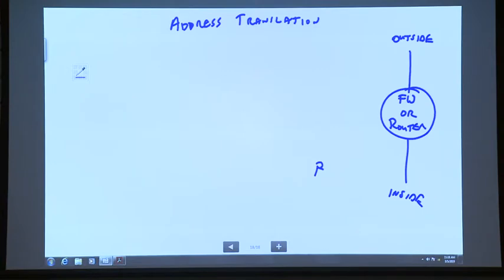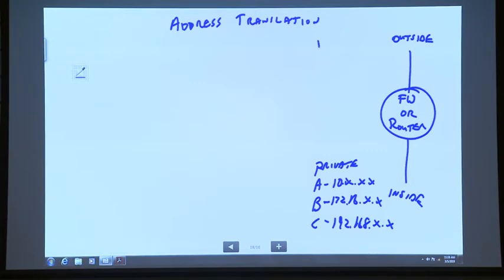When we think about those private addresses, it could be a Class A address, which would be 10.x.x.x. Could be a Class B address, which could be 172.16.x.x. It could be a Class C, which is my 192.168.x.x. So that could be on the inside.